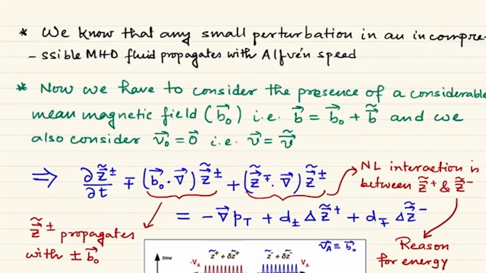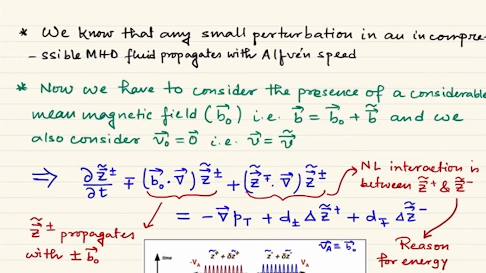Now, in order to proceed, we have to consider the presence of a considerable mean magnetic field, small b0. Actually this simply means capital B0, but when I say small b0, that is the capital B0 normalized by root over mu 0 rho. Okay, that's the same thing. And then the total magnetic field can be written as the mean or background magnetic field plus the fluctuation with a tilde sign. And we also consider that the background velocity is 0 and all the velocity field is nothing but the fluctuation.